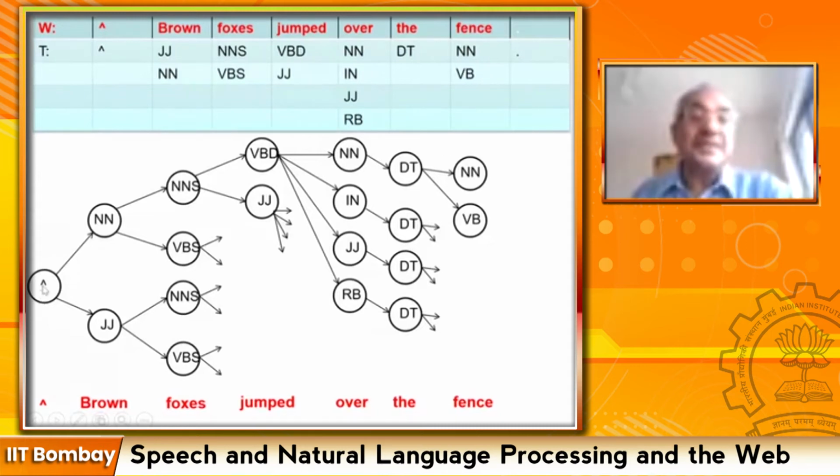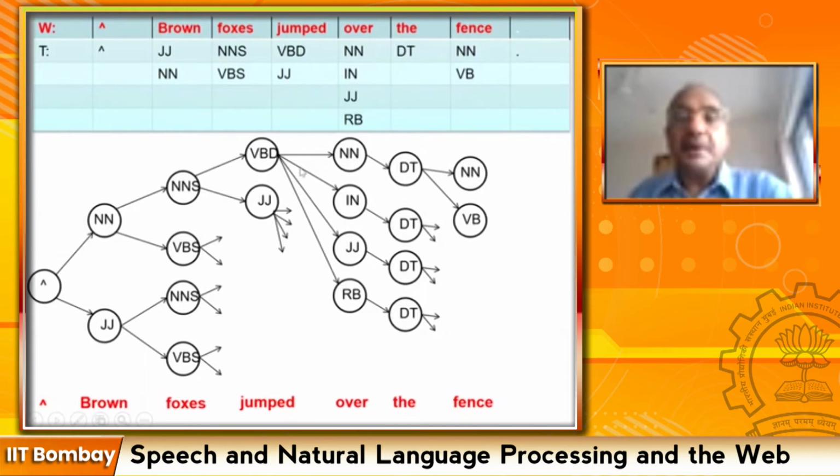So from the first state, I have two possible states, NN and JJ. From NN, I can go to NNS, VBS. From JJ, NNS, VBS. So this way, from every state, I can write down all possible children. And this tree, you can see, has an exponential number of paths from root to leaf, exponential in the length of the input, the length of the sentence.